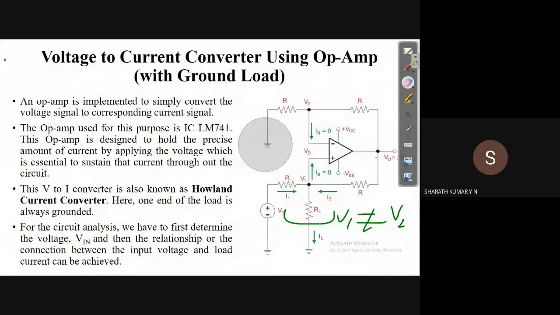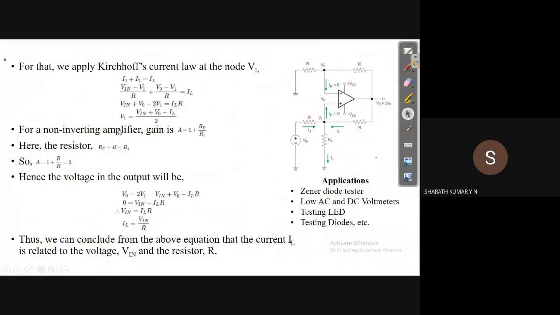V1 and V2 may not be equal, so Vd may not be equal to 0. If V1 is equal to V2, then we can say Vd may approach 0. It may not be the case always, depending on the load resistance. Okay, so Kirchhoff's current law at the node V1.